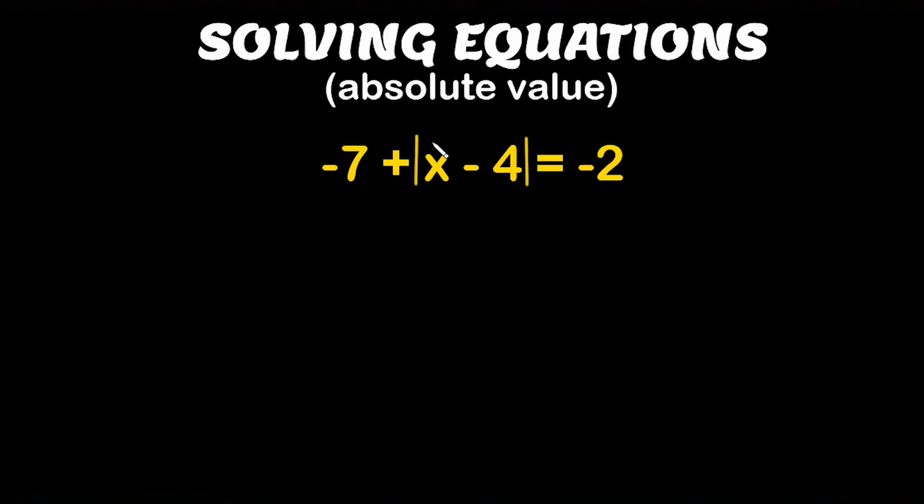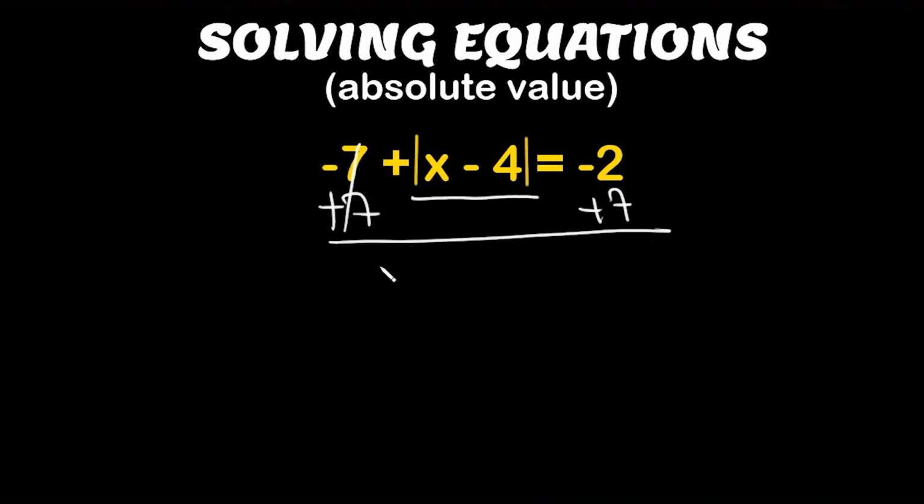Okay, so here's our next example. And again, I want to isolate this part here. So my first step, I'm going to have to add 7 on both sides. This will cancel. So now I have the absolute value of x minus 4 equal to negative 2 plus 7. That is going to give me positive 5.